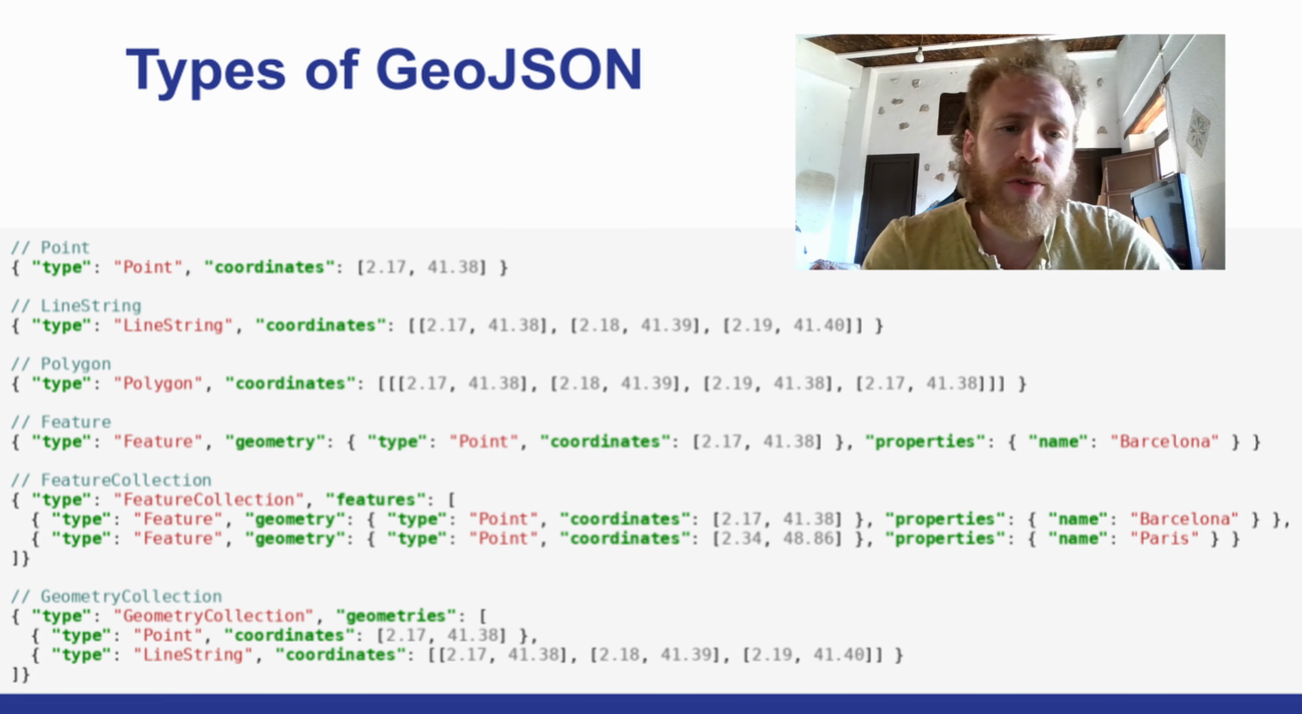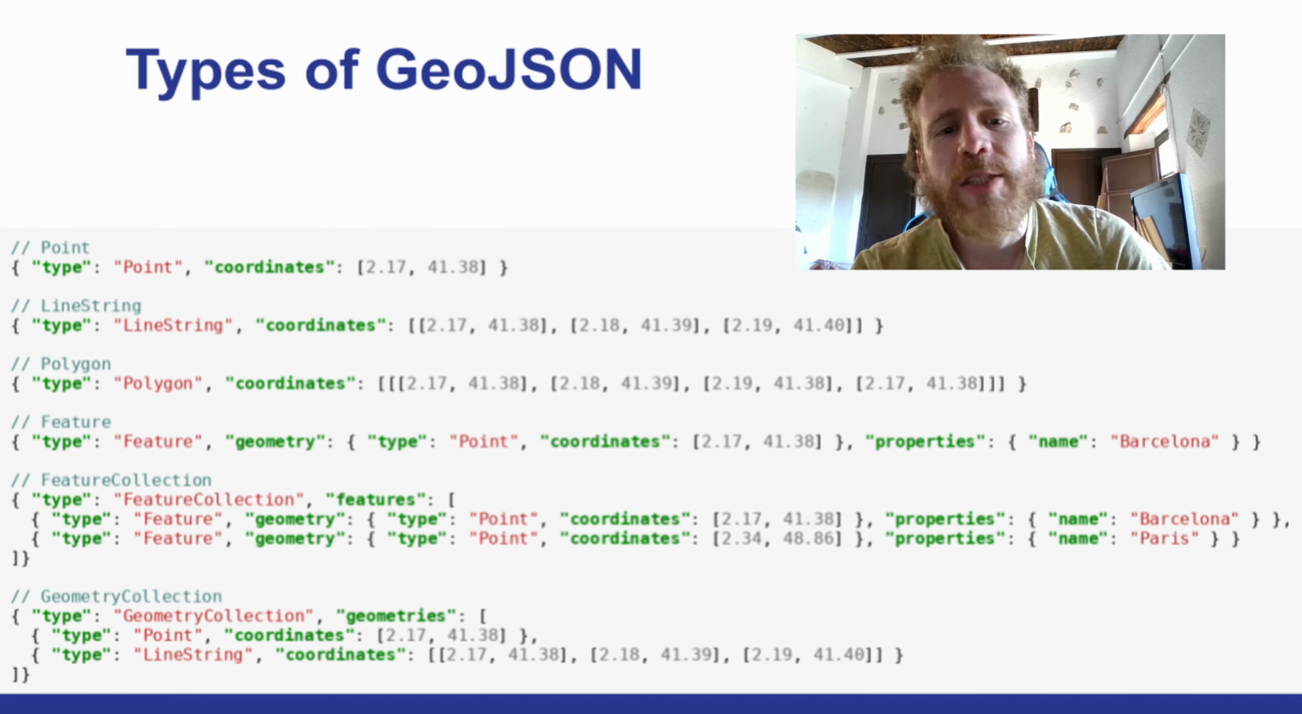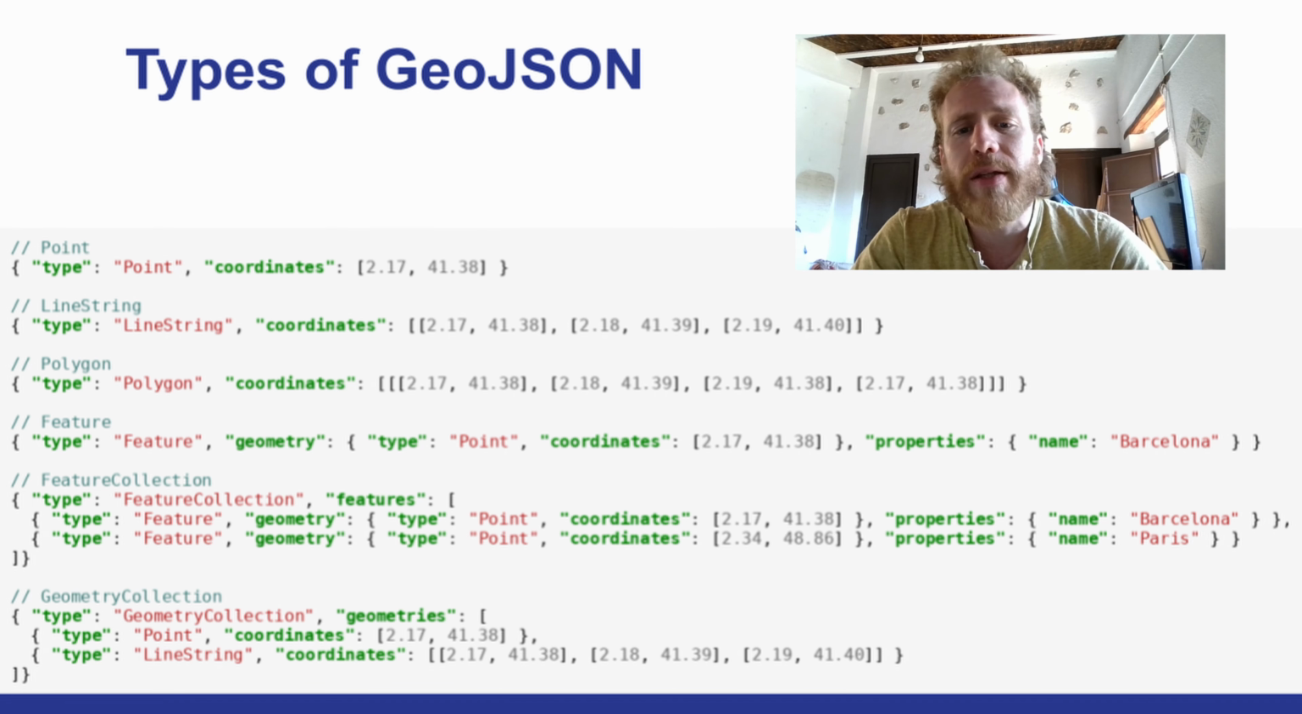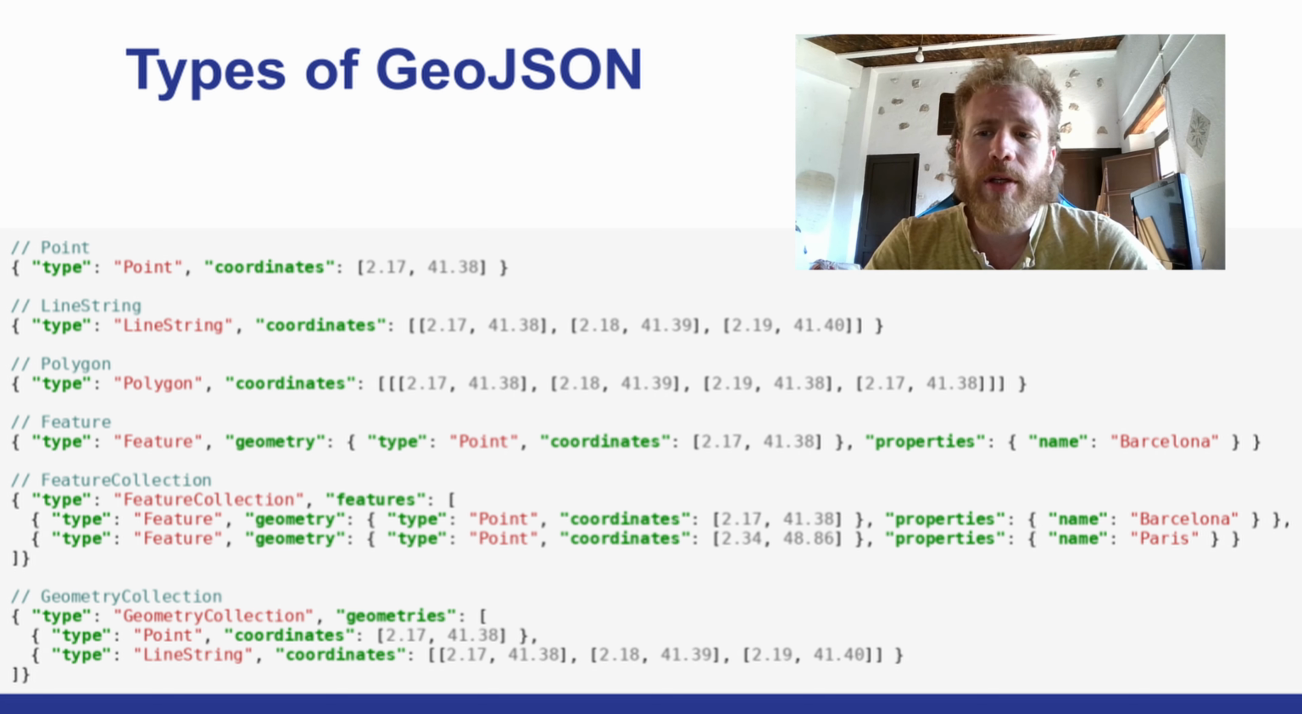Then we have feature. A feature is a single spatial object that combines a geometry, like a point or line string, with associated data called properties. For example, a single location with its name, population, and category.